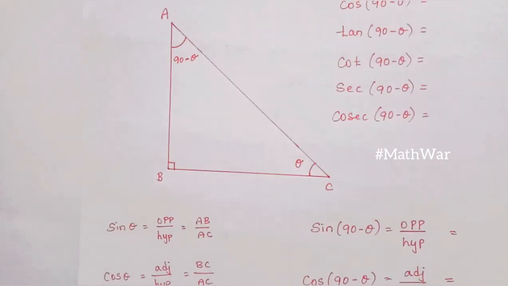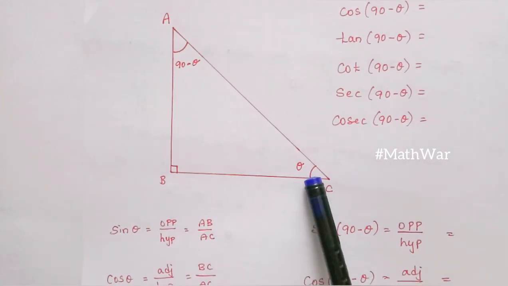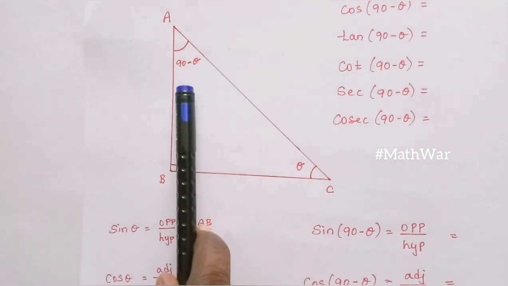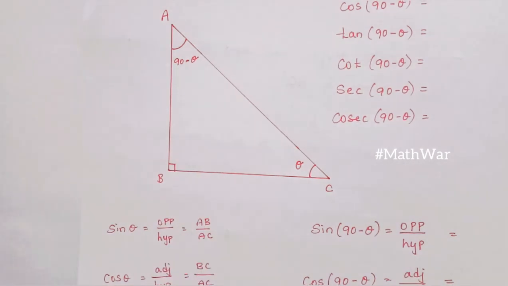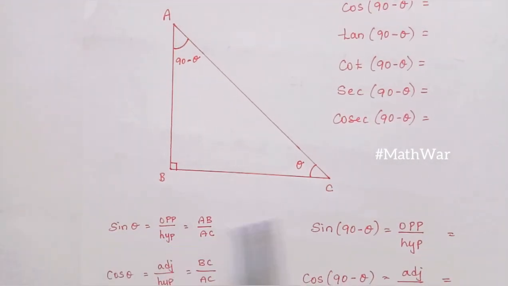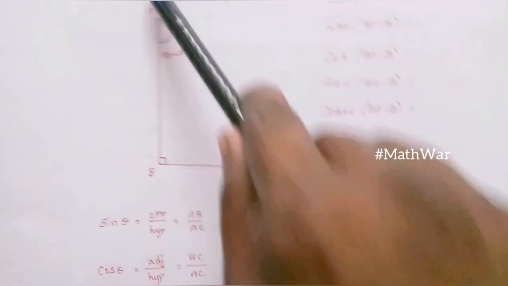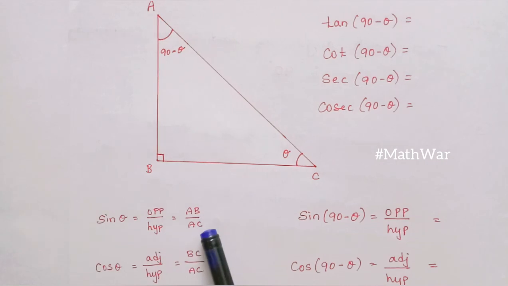Now we have a triangle ABC which is right angled at B. One angle we have theta, and automatically the other angle will be 90 minus theta. Now sin theta is equal to opposite by hypotenuse, which is nothing but for theta, opposite is AB by hypotenuse is AC, so AB by AC.